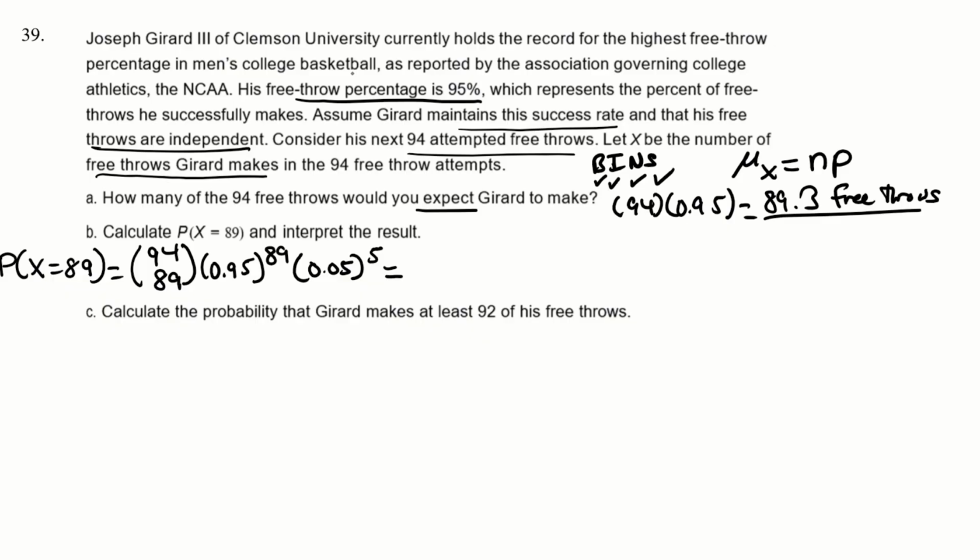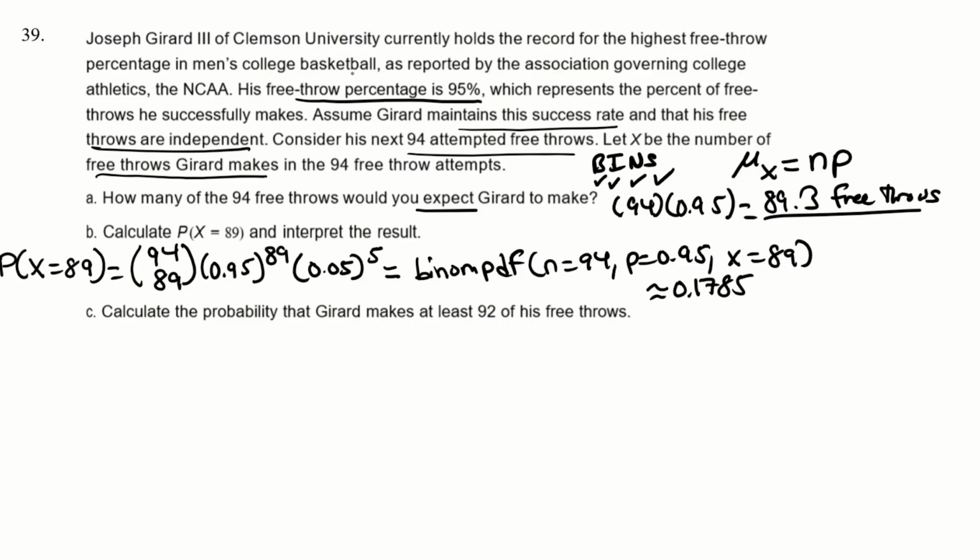And this is equal to the binomial PDF for n equal to 94, p equaling 0.95, and x being equal to 89. All right, and then when we do that, we get about 0.1785. Okay, and we want to interpret that, of course, because that's what they want. So I'm going to do B continued, just for the sake of space.